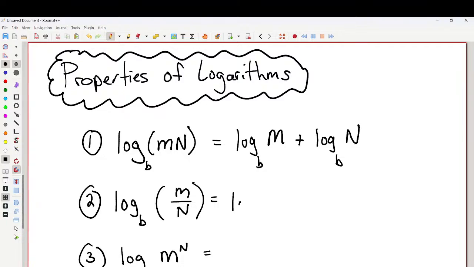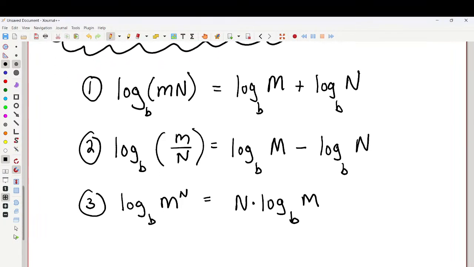And the logarithm of a quotient expands to a subtraction, the difference. So it's not too bad. And the third one really doesn't expand, but what happens to that exponent that's raised? It comes to the front and becomes a multiplier.